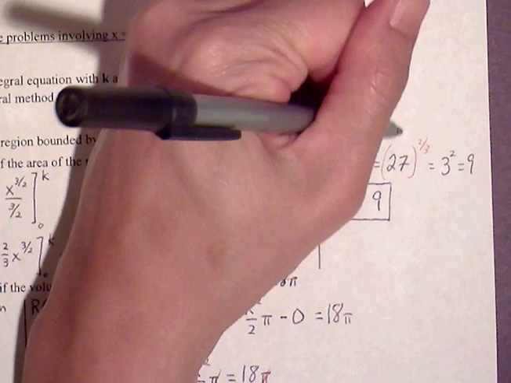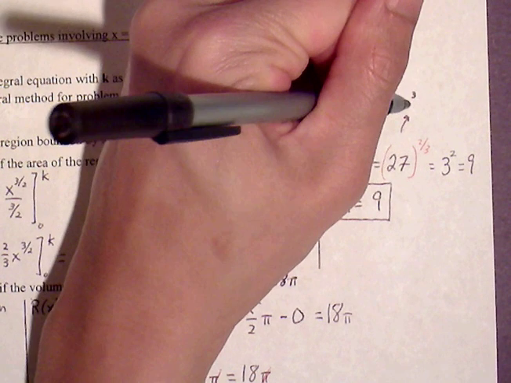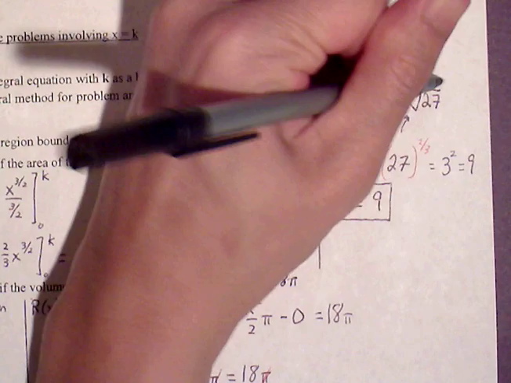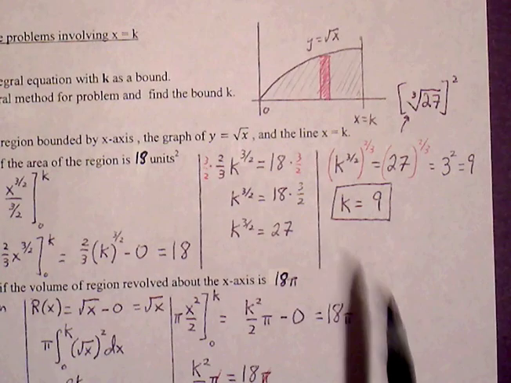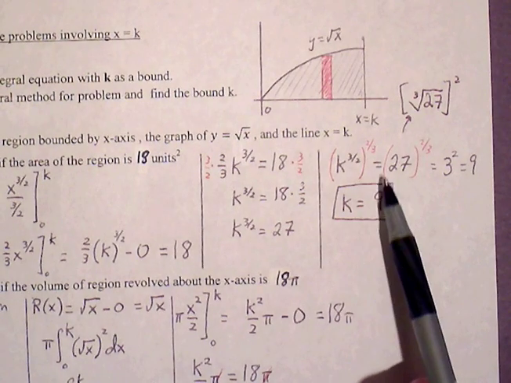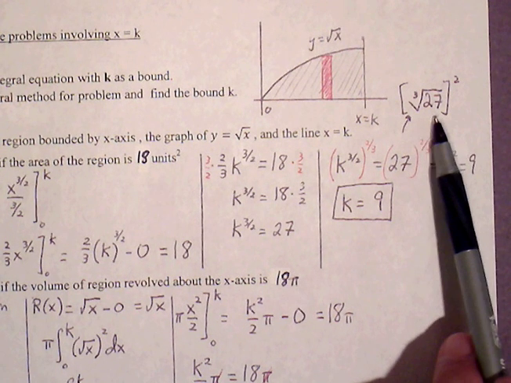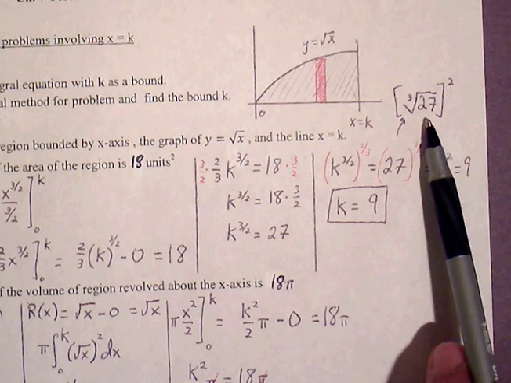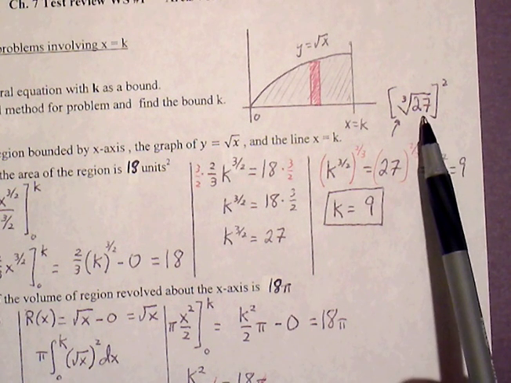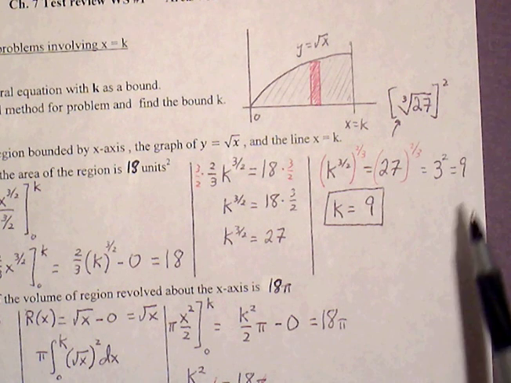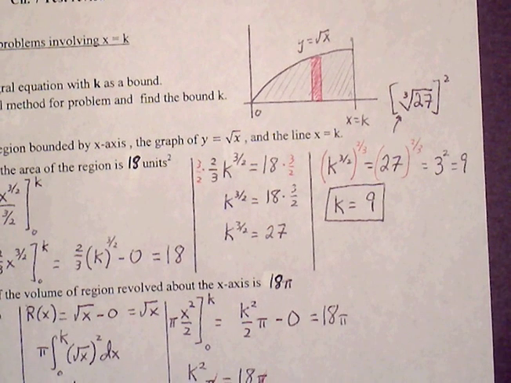So if you think of this as the cube root of 27 squared, then we can figure this out a lot easier because we can just make this a smaller number first and then square it. So we know the cube root of 27 is simply 3. And then finally 3 squared will give us 9. So we know our k value is 9.